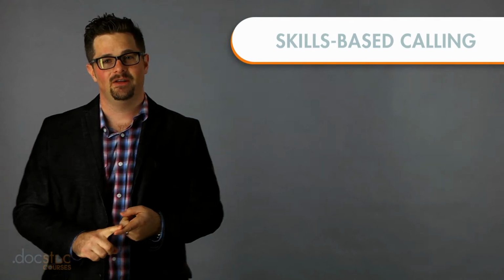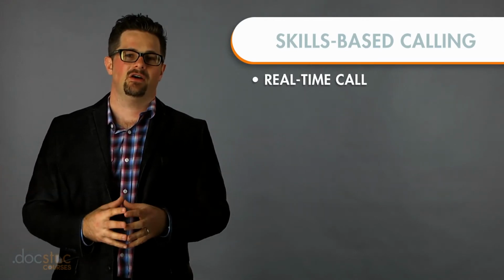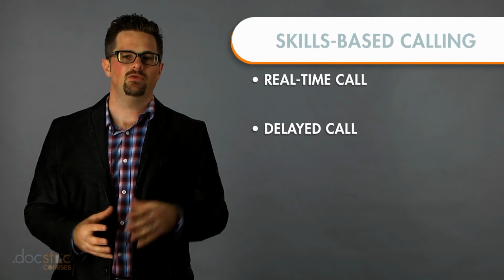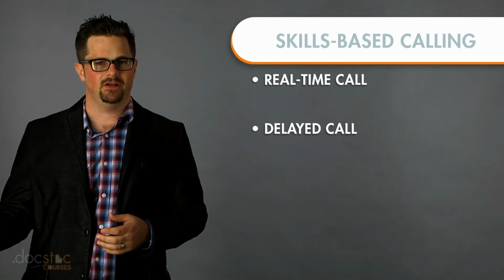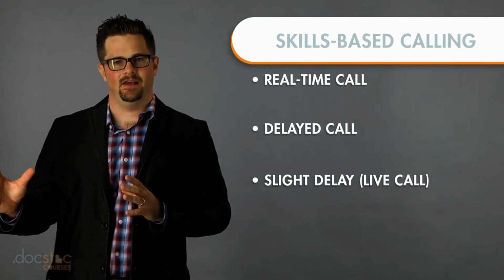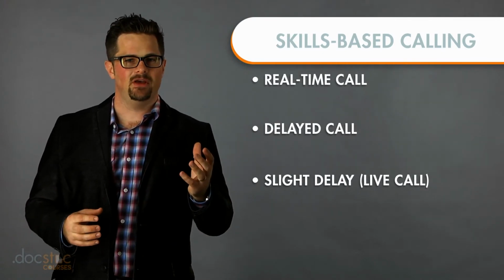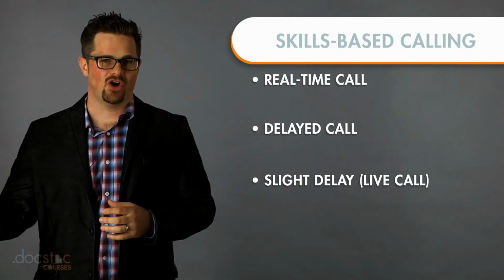One type of call is a real-time call. A real-time call is a lead comes in right now and it's immediately called by one of your salespeople. There's also a delayed call. A delayed call is where you might have received that internet lead 4 hours ago and you're only calling it now. Another type is a slight delay, or what I like to call a live call, where the lead just came in, it's still hot, but it wasn't called immediately, you're going to call it right now.